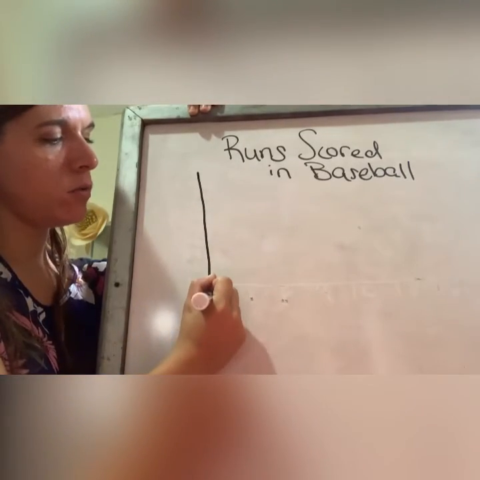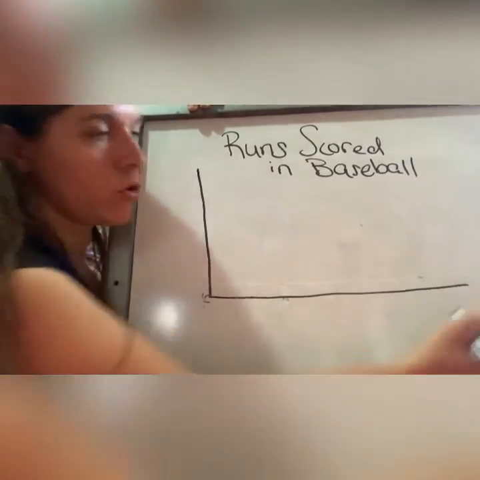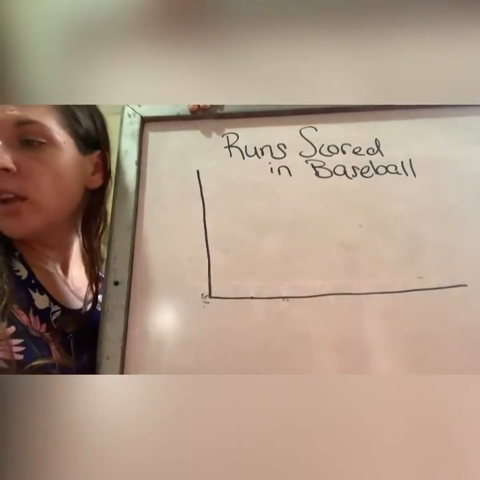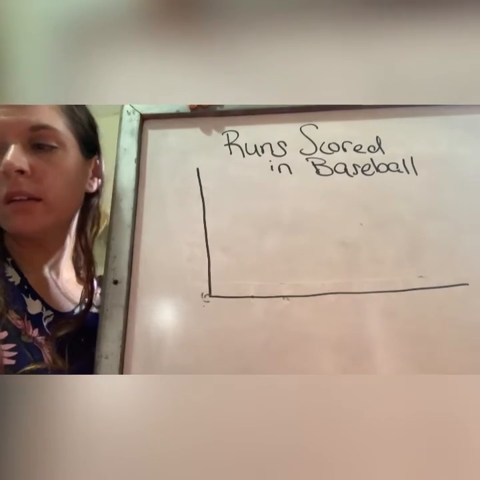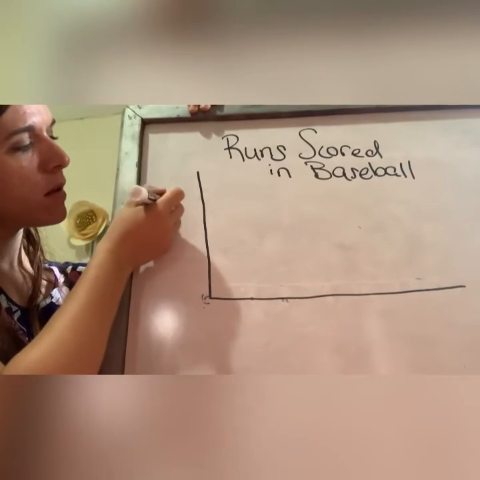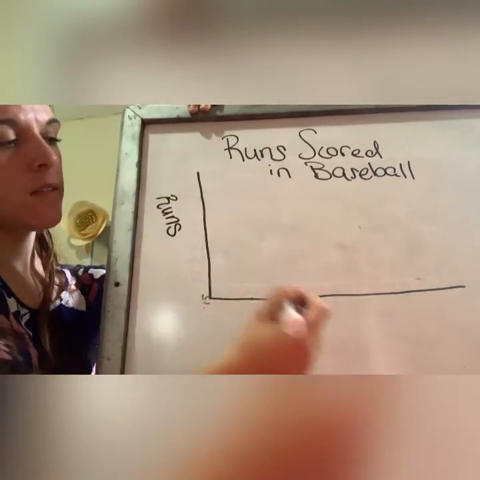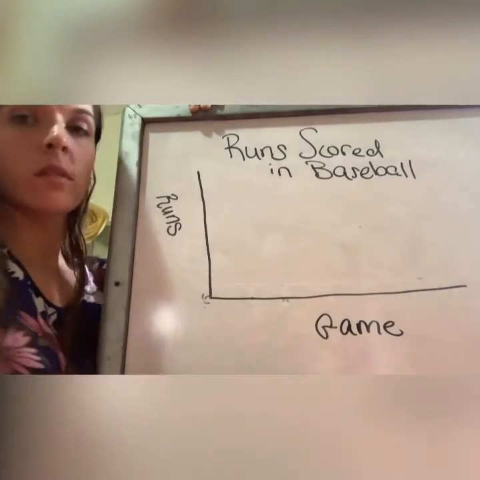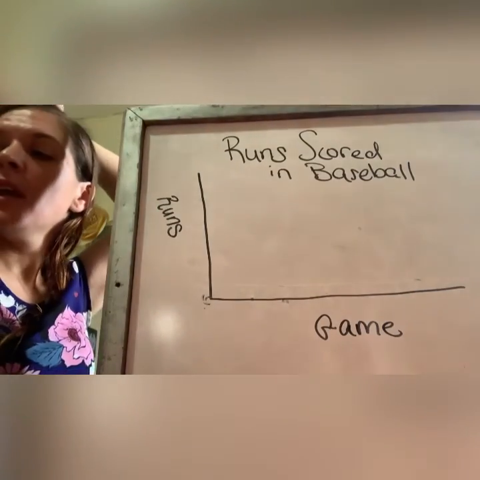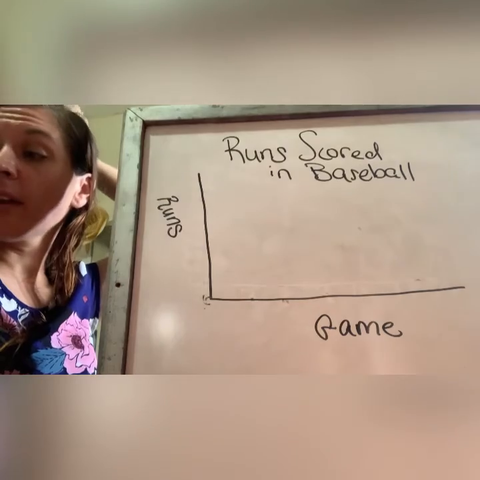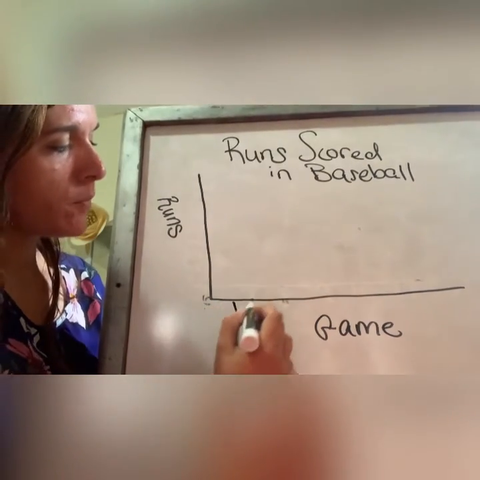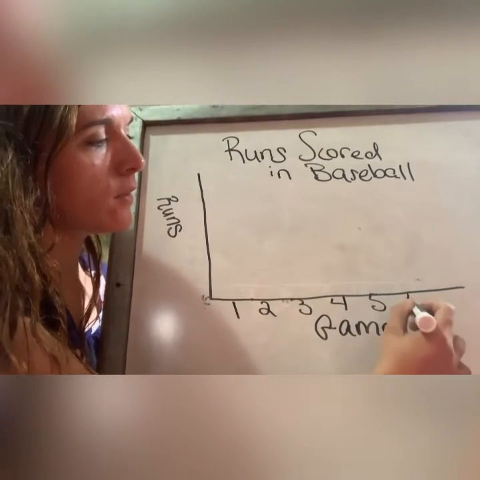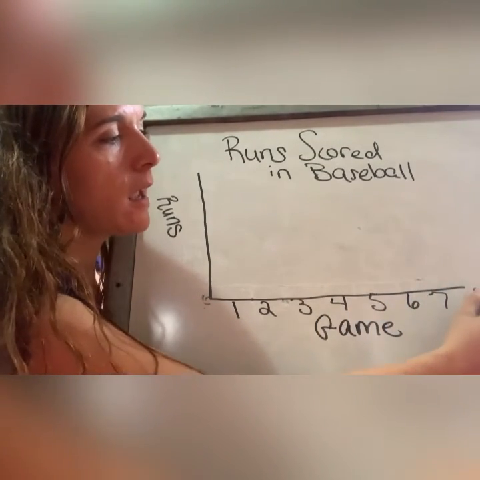Draw a line down. Draw a line across. We need labels here and we need labels here. If we look at the information, how many runs were there? This is going to be your runs. And this is going to be your game number. Okay? Right? So, let's write our games. We have game 1, 2, 3, 4, 5, 6, 7, 8.